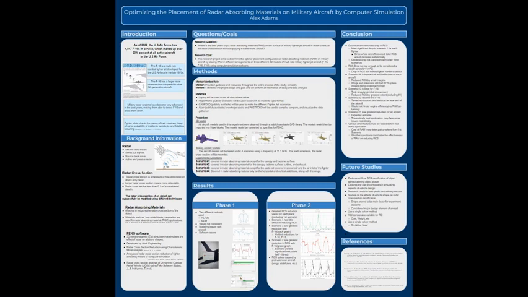Now, the question my research aims to answer is where is the best place to put radar absorbing materials on the surface of military fighter jet aircraft in order to reduce the radar cross-section without applying it to the entire aircraft. The goal of my research is to determine the optimal placement configuration of radar absorbing materials on military aircraft by placing RAM in different arrangements on three different 3D models of multi-role military fighter jet aircraft, such as the F-16, F-15, and F-18, using computer simulation software.